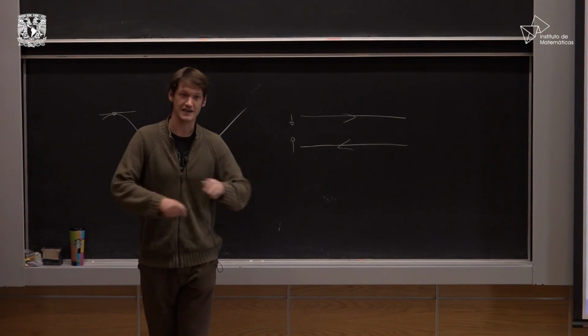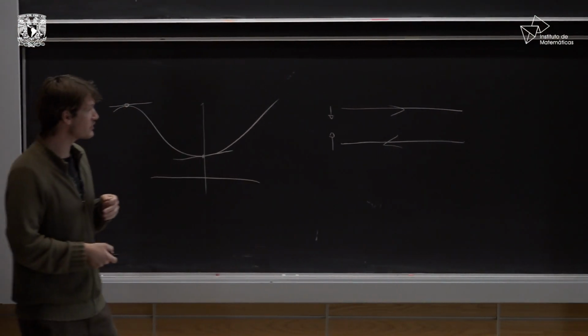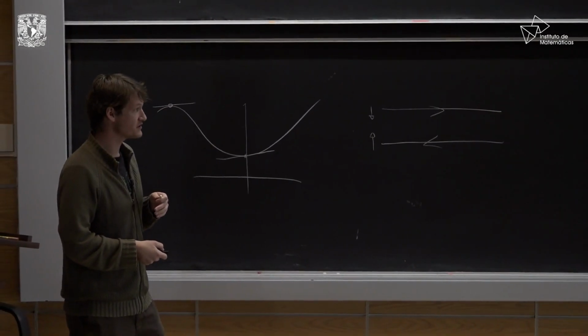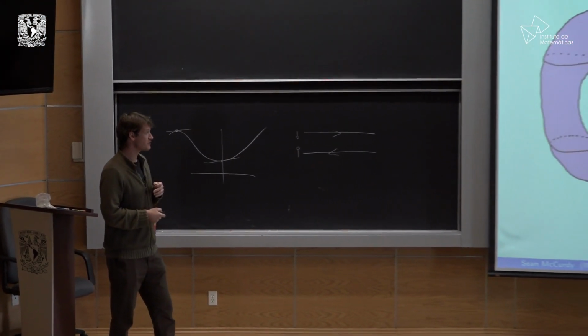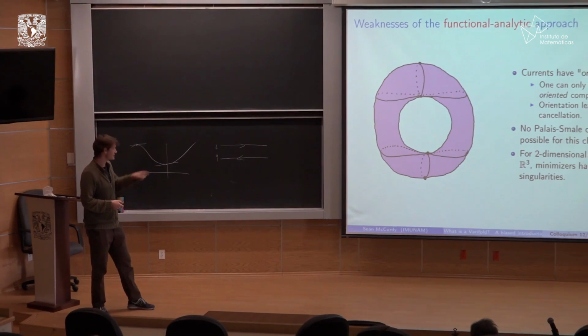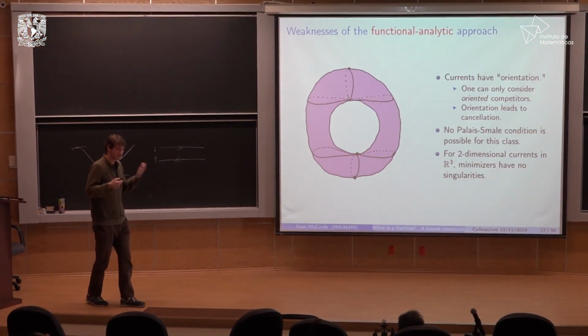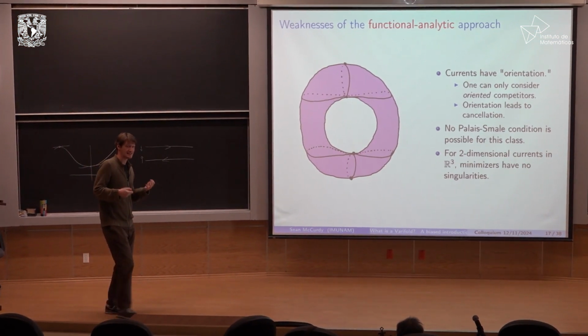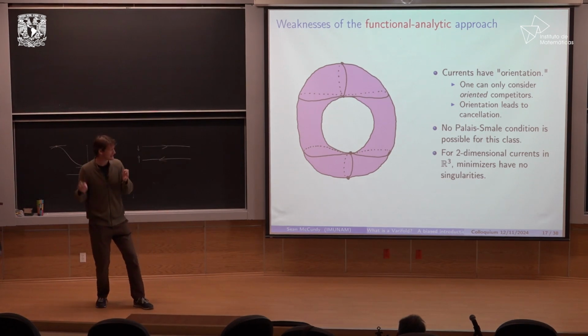So you can have mass evaporate, and this maybe isn't a problem when you're considering minimizers, if we think about sort of the Morse theory picture. But this is a rather big problem when we want to consider critical points, because this evaporation of mass means that no Palais-Smale condition is possible in this class, and that's one of the key assumptions for like the mountain pass theorem, things like this.